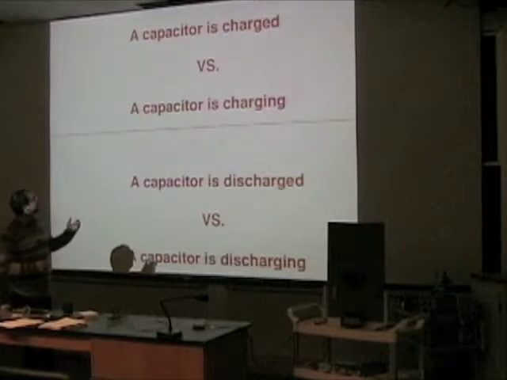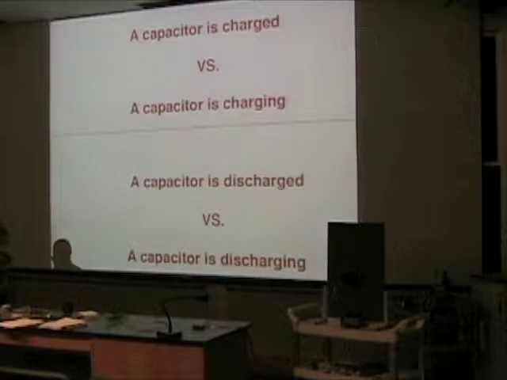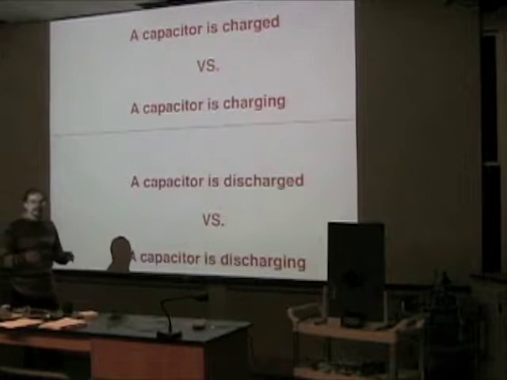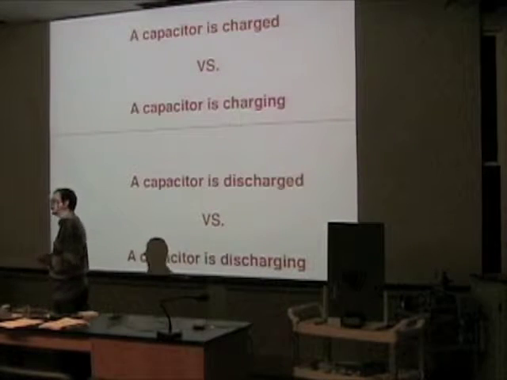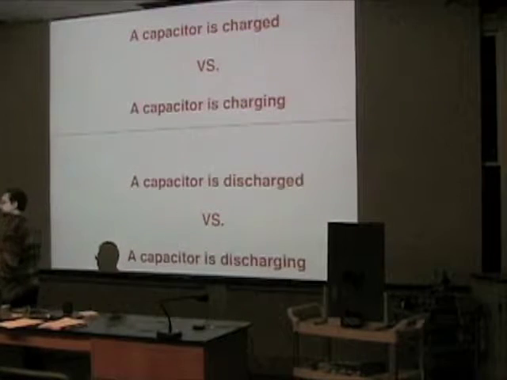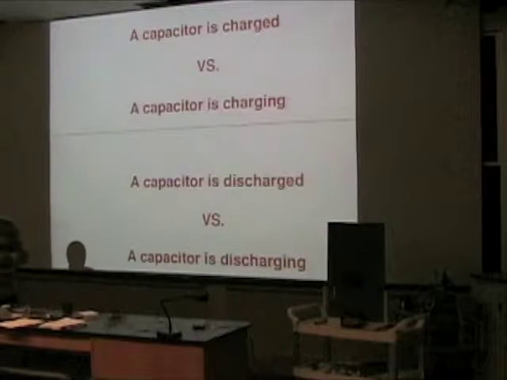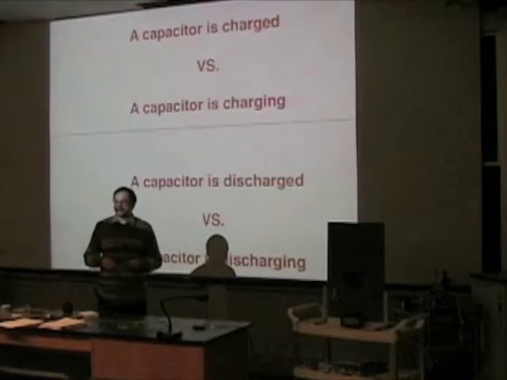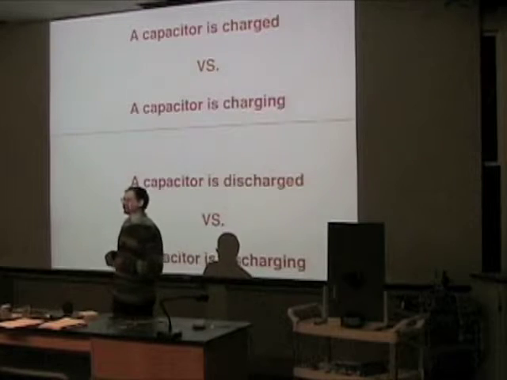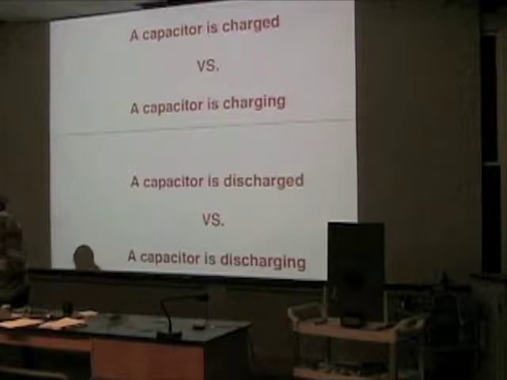First of all, we have to understand the difference between these situations when a capacitor is charged or discharged. That means nothing is happening anymore inside it. So that means the voltage across the capacitor doesn't change anymore, and there is no current through the capacitor. However, if a capacitor is charging or discharging, in that case, the voltage changes over time. There is a current through the capacitor.